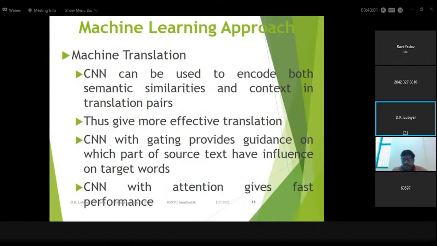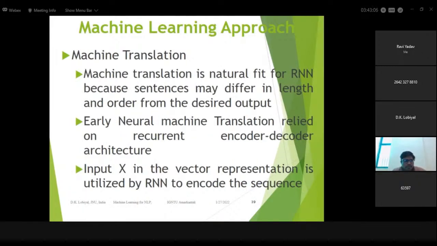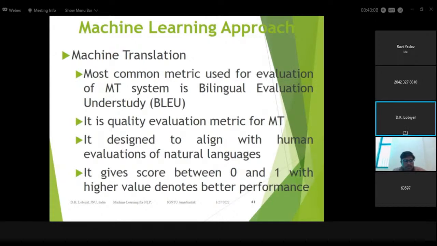Skip this slide quickly. So machine translation is a very, very good example. And BLEU, bilingual evaluation understudy, is a very good metric developed for evaluation of these systems.